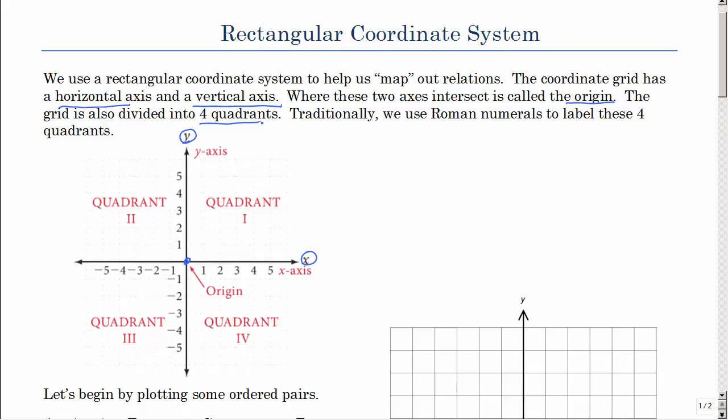Traditionally, we use Roman numerals to label these 4 quadrants, and you go in a counterclockwise direction. So we have quadrant 1, 2, 3, and 4.